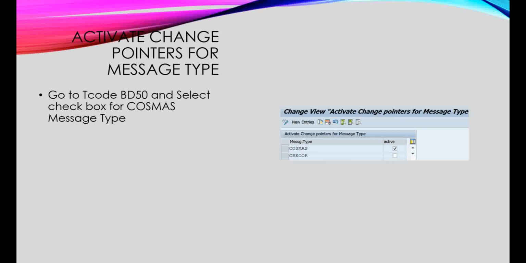After selecting the message type, we have to activate change pointers for that message type. To do that, we have a standard SAP transaction BD50.